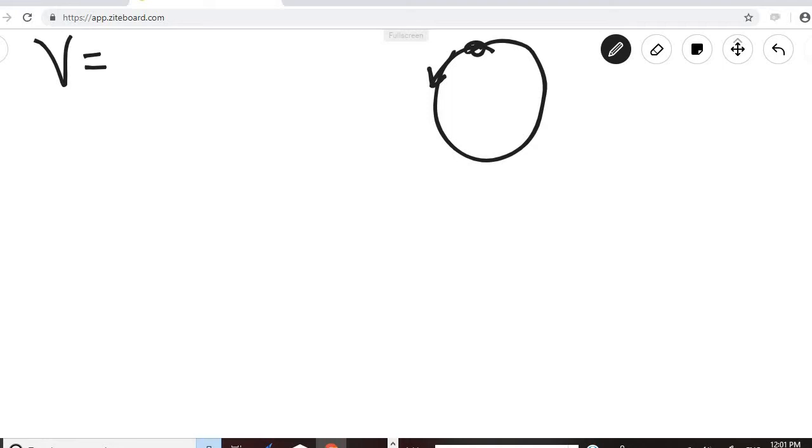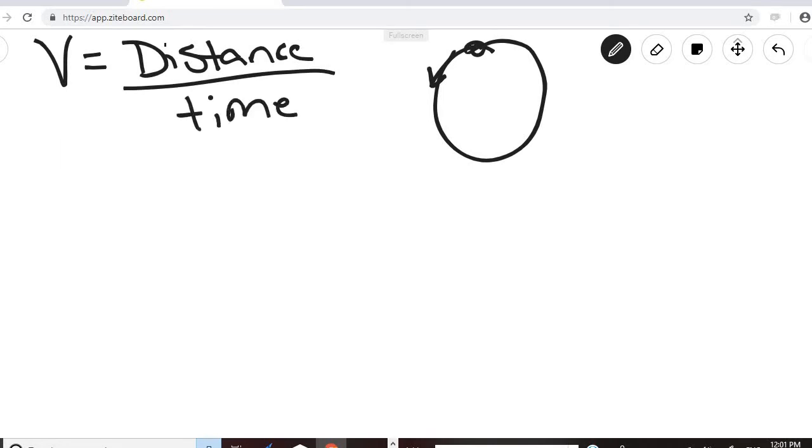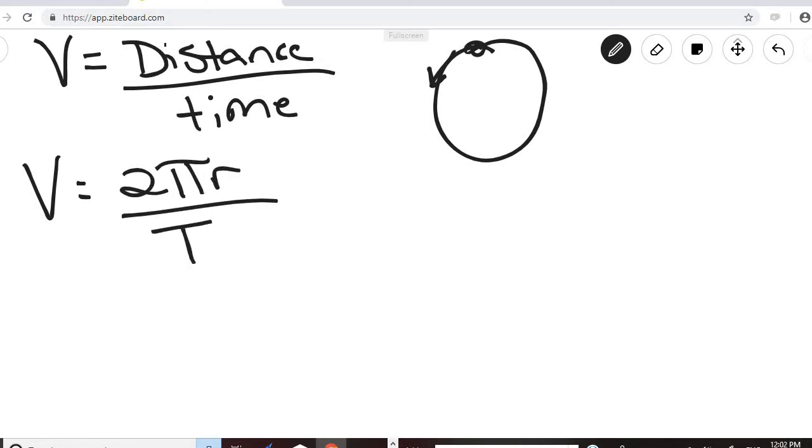You know that velocity is equal to distance divided by time, right? How far does it travel in what time period? That's what velocity is. Well, when we're talking about going in a circle, what is distance? Well, distance is circumference, right? So that's 2 pi r divided by time. Okay, well then you also know that centripetal acceleration is equal to v squared divided by r.